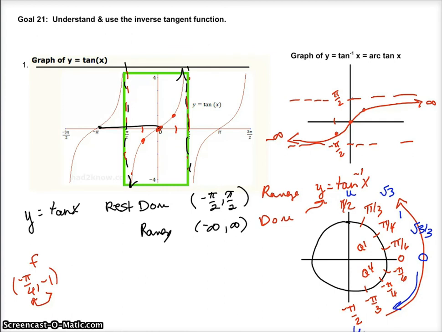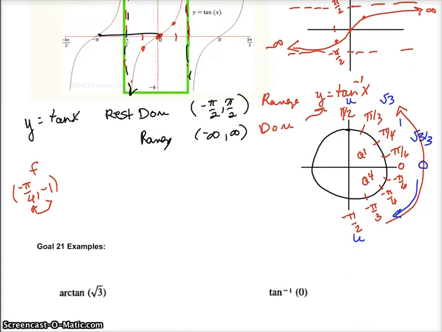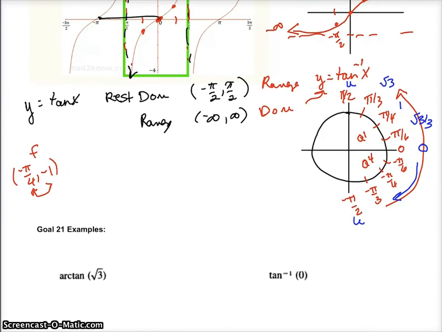Okay, so let's practice the examples we have. So remember that arctan means we are solving for an angle. So theta equals inverse tangent of opposite over adjacent. So at what angle is tangent equal to the square root of 3? And that would be pi over 3. At what angle does tangent equal 0? If we refer to our unit circle, we see that that is 0.